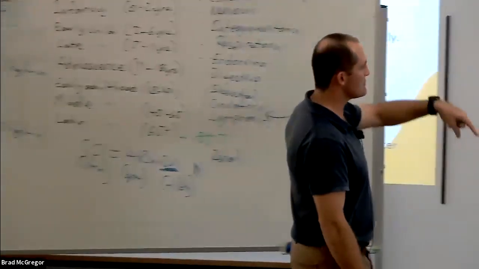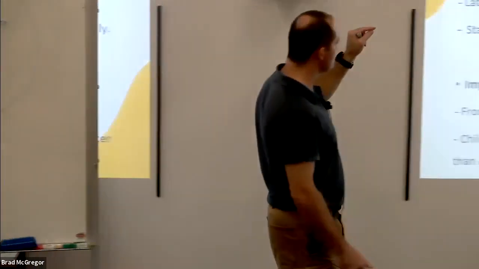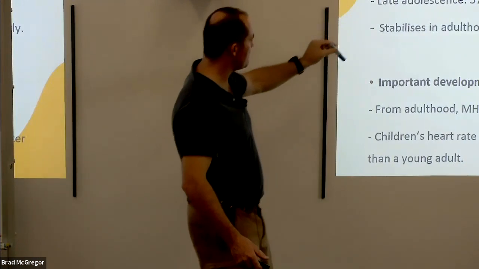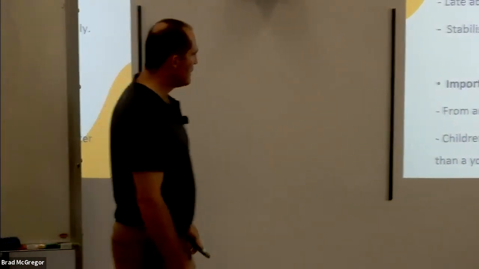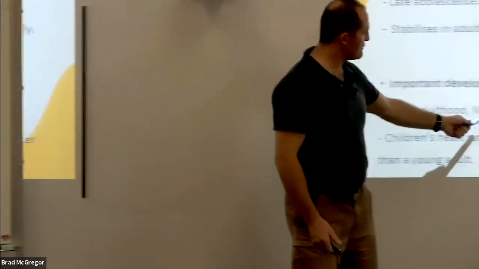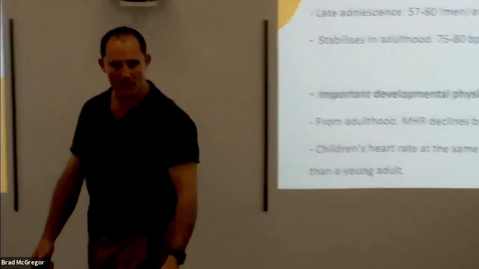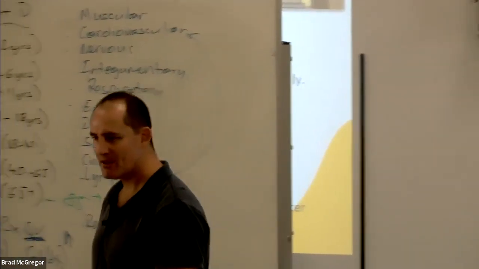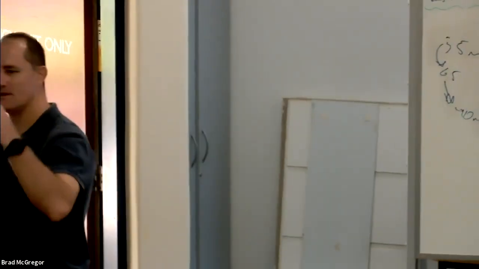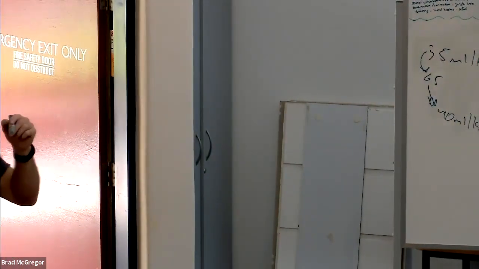All right, heart rate across the lifespan. We've referred to that table, so I don't really need to talk too much about the figures. But from adulthood, MHR, max heart rate, declines by almost 1 beat per year. So my max heart rate would certainly be less than yours that are younger than me.